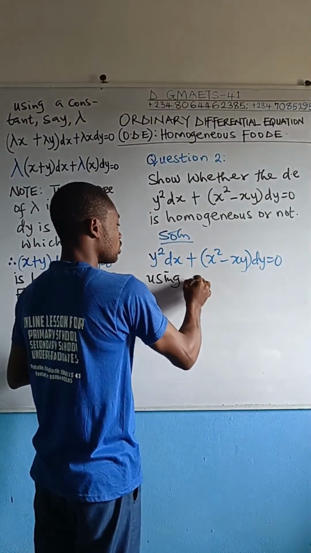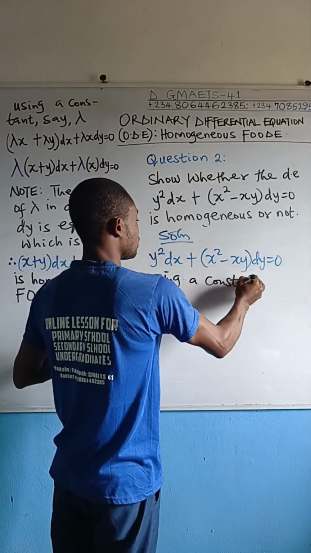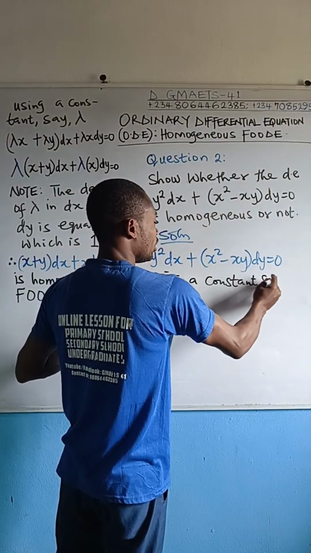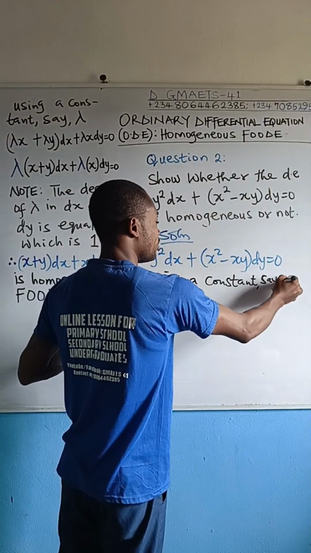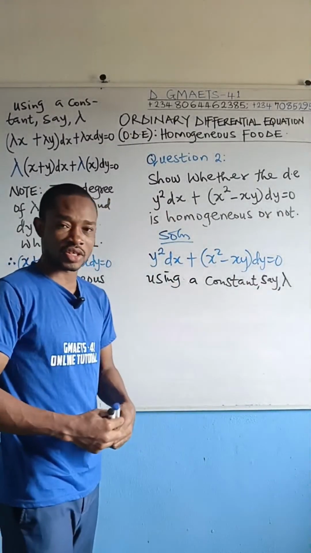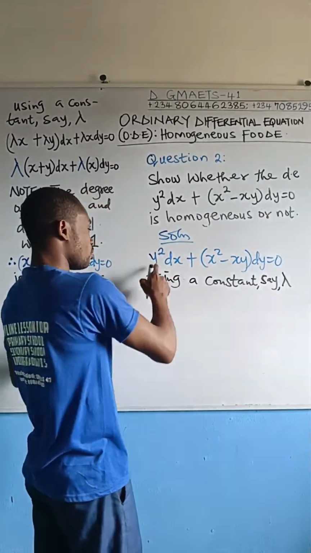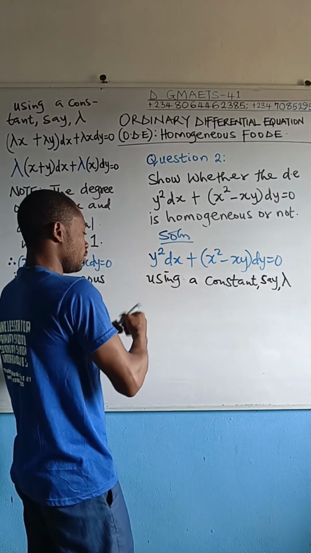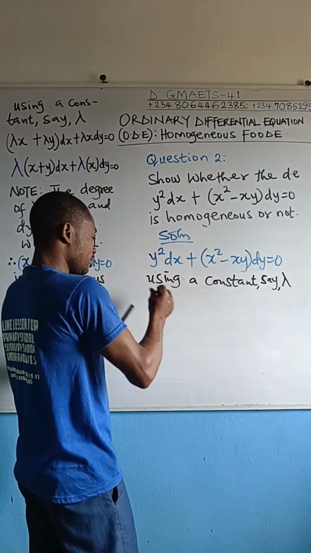Using a constant, say lambda. I am saying that I'm using lambda. Somebody can use any other alphabet. You can use K. You can use R. The choice is yours. So we're going to use the lambda to multiply this term. So that is going to be lambda times y squared.